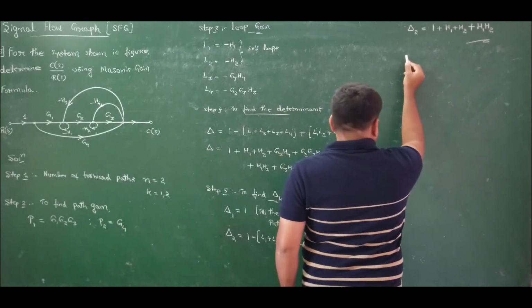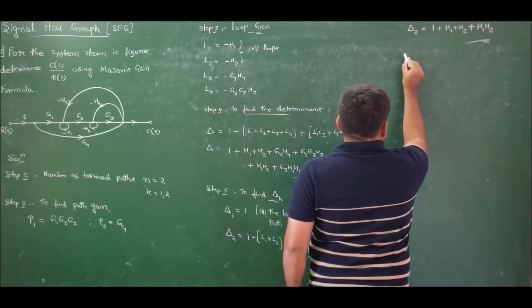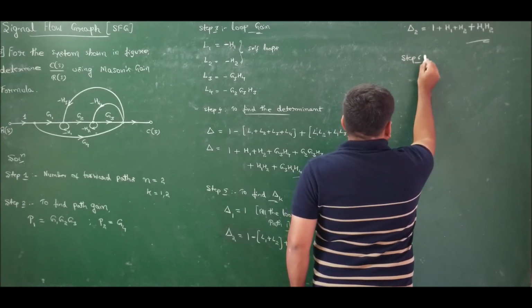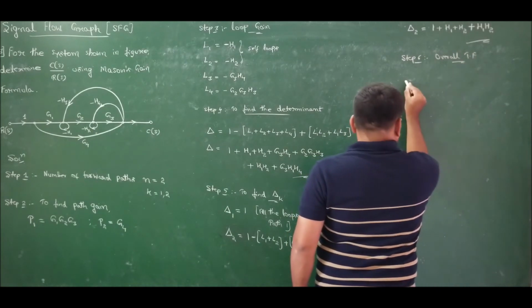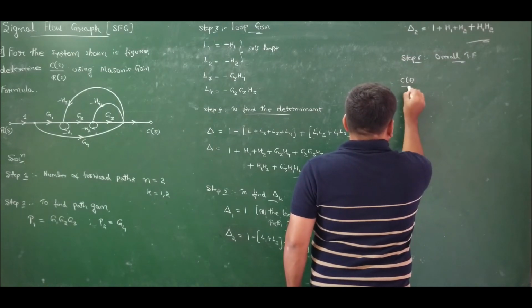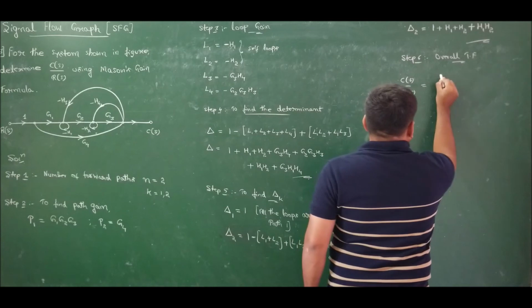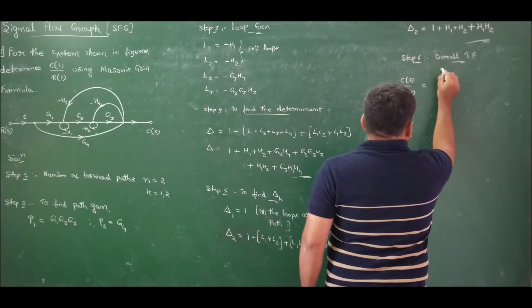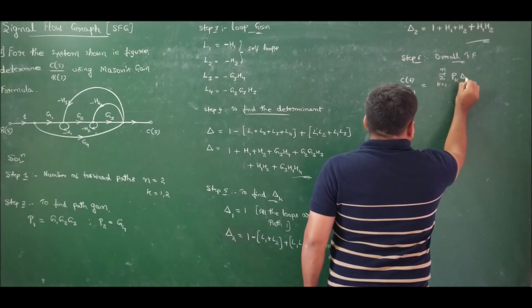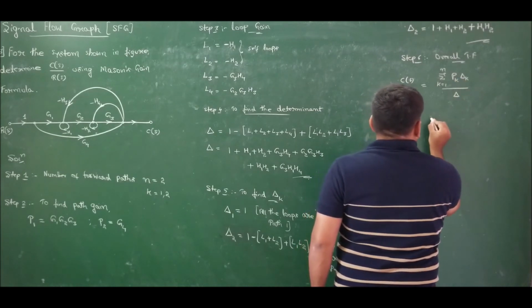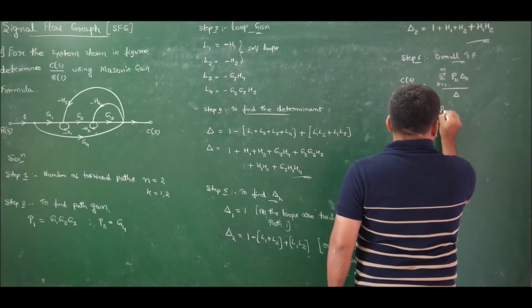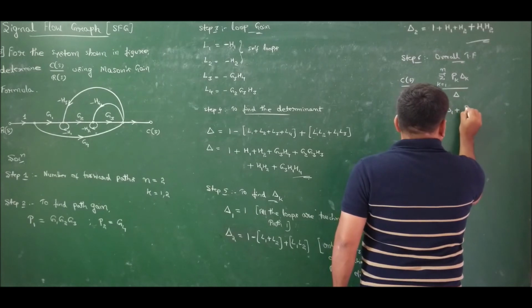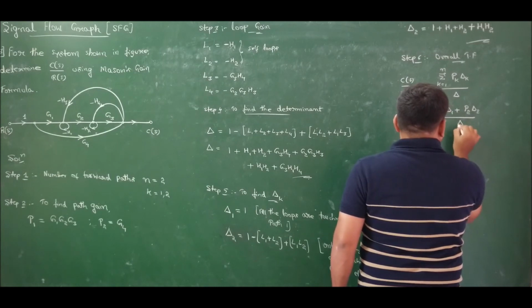So moving to the last step, that is step 6. In step 6, find the overall transfer function. Overall transfer function is C of s by R of s, which is given by summation of k varies from 1 to n, Pk delta k divided by delta. So here k varies as 1 and 2. Therefore this formula boils down to P1 delta 1 plus P2 delta 2 whole divided by delta.